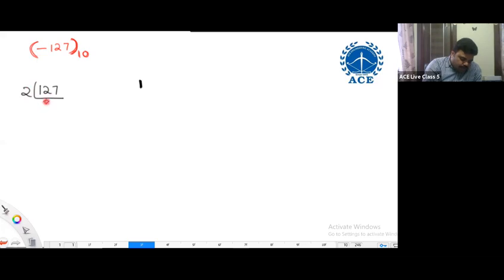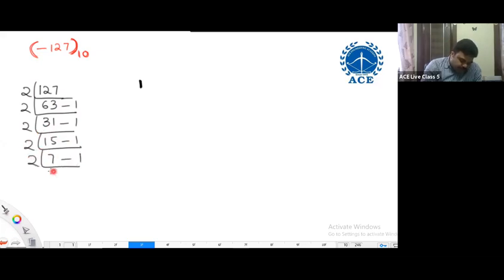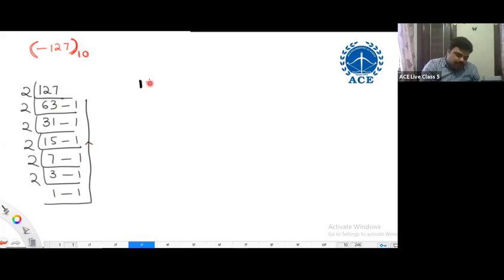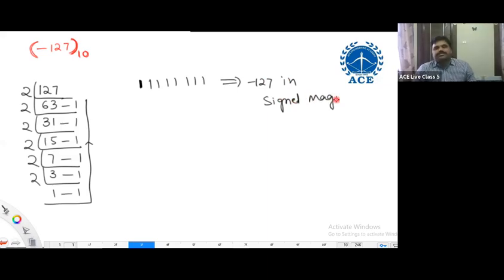2 6 2 3 remainder is 1. And again 2 3 2 1 remainder is 1. 2 1 5 remainder is 1. 2 7 remainder is 1. 2 3 remainder is 1. 2 1 remainder is 1. What we get here? It is 7 ones. Then what is it here? It is now minus 127 in signed magnitude representation.